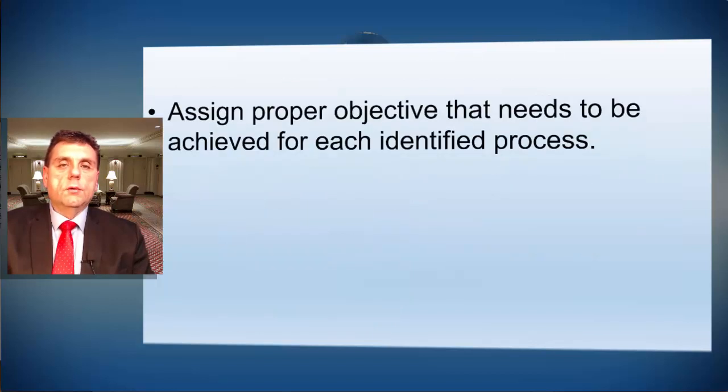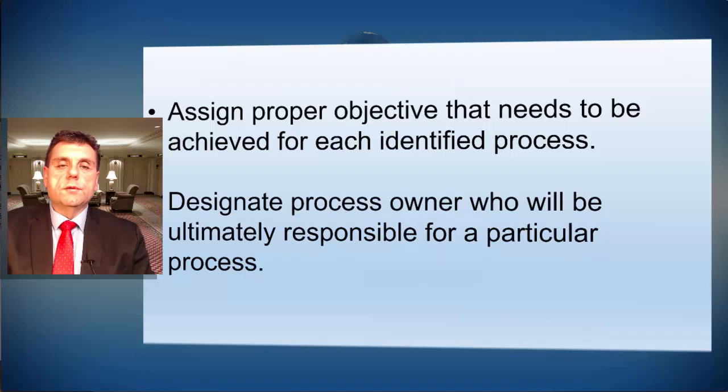Okay, once we identify our processes and find the interaction among them, we have to assign a proper objective that needs to be achieved for each identified process. Also, we have to designate a process owner who will be ultimately responsible for a particular process.